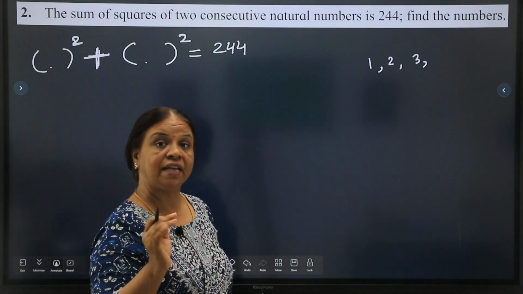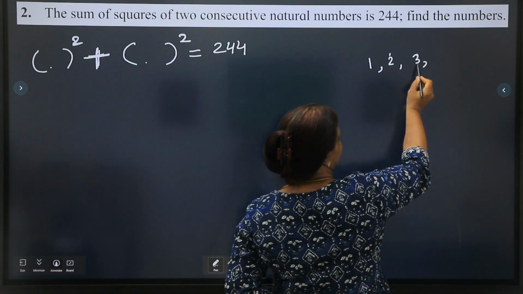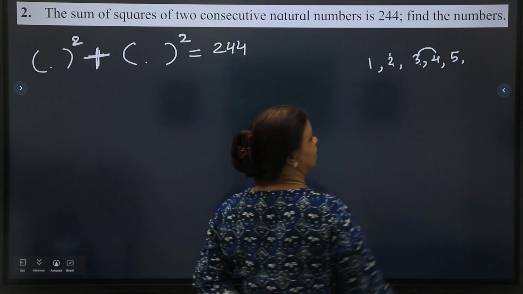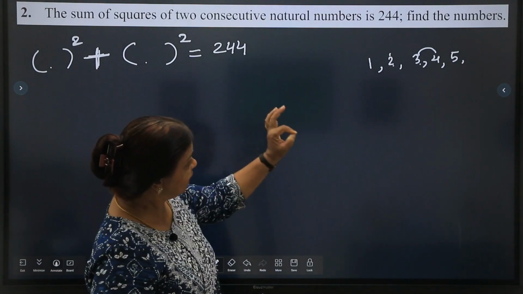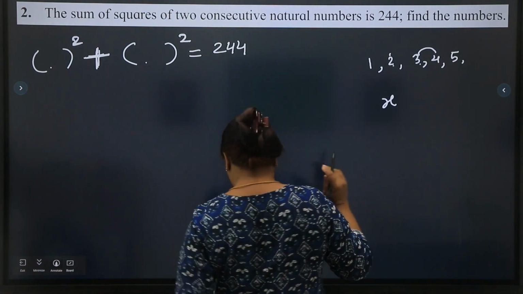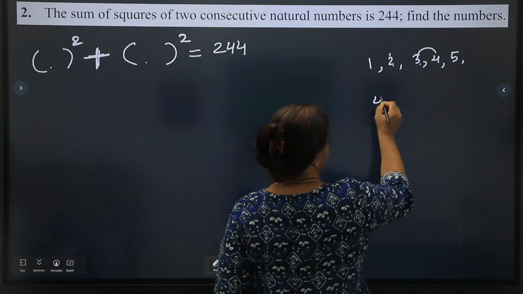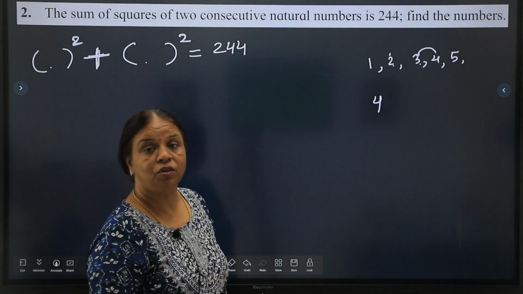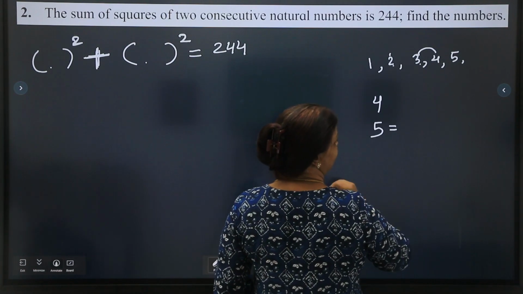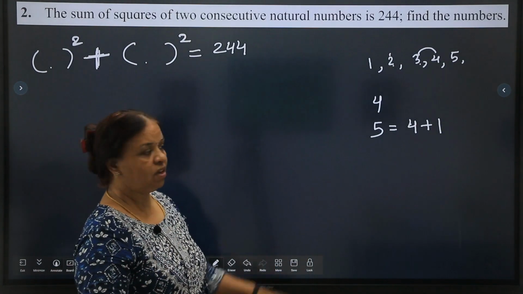But here we don't know which exactly the number is. Consecutive means after 2 comes 3. Consecutive of 2 is 3. After 3 comes 4. After 4 comes 5. These are consecutive natural numbers. Okay. So let us first say if my first number is x. Suppose if my first number is 4. What will be my consecutive natural number to 4? It will be 5. And how did I get this 5? 4 plus 1. 4 plus 1 gave me 5.